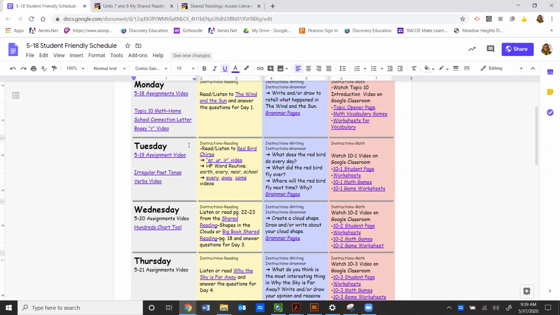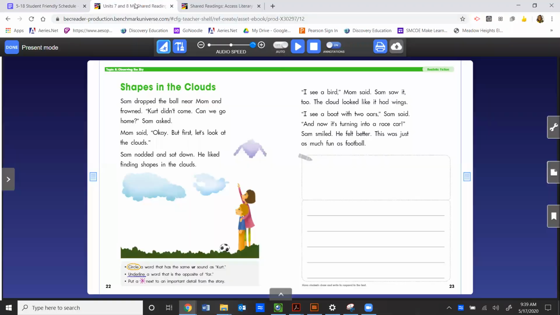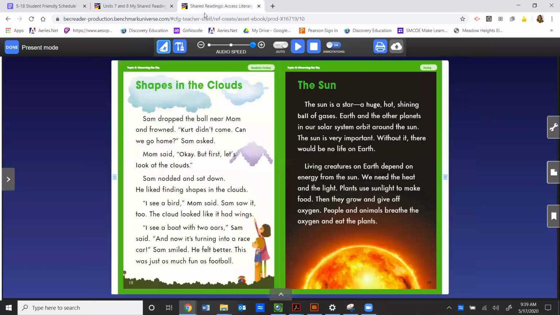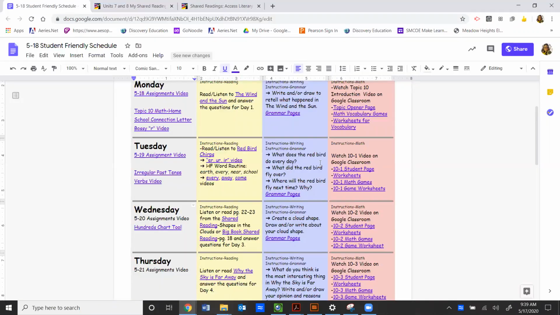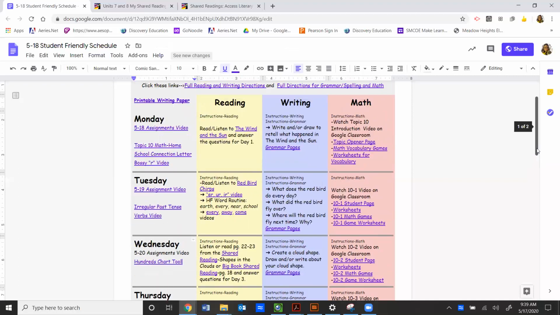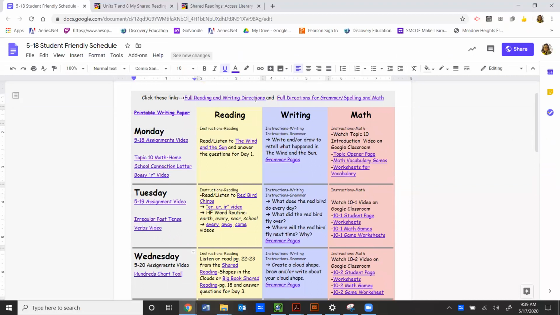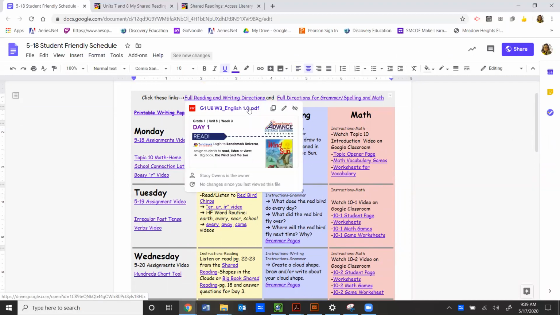Now, I'm going to show you what they both look like. Here is the student version for Shapes in the Clouds, pages 22 and 23. And here is the big book version, just page 18. Now, there are going to be some questions that you answer, and I want you to notice that it says, "and answer questions for day 3." Those questions are up here in the full reading and writing directions. I'm going to go ahead and click on those.